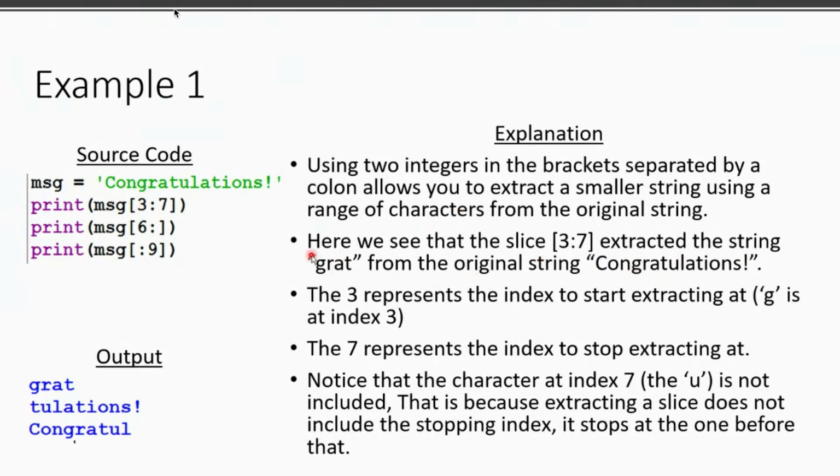So here we see that the slice of the index 3 to 7 extracted the string GRAT from the original string. The 3 represents the index to start extracting at, and G is at index 3. 7 represents the index to stop extracting at. Notice that the character at index 7, the U, is not included. That is because extracting a slice does not include the stopping index. It stops at the one before that.